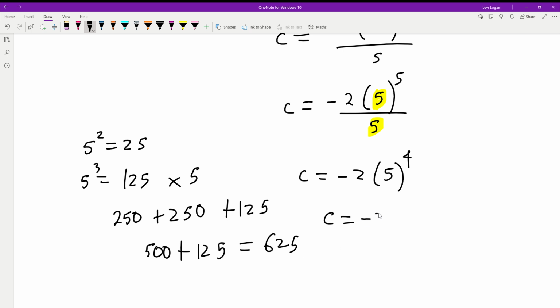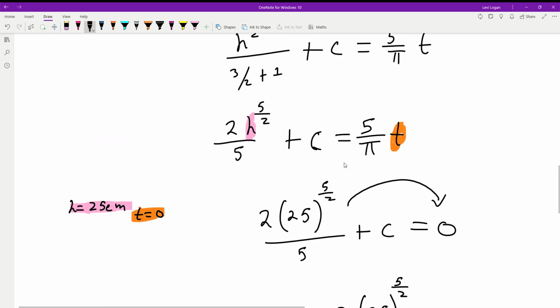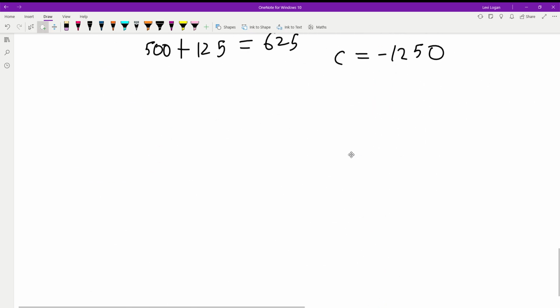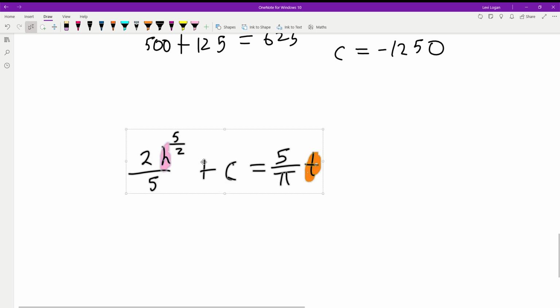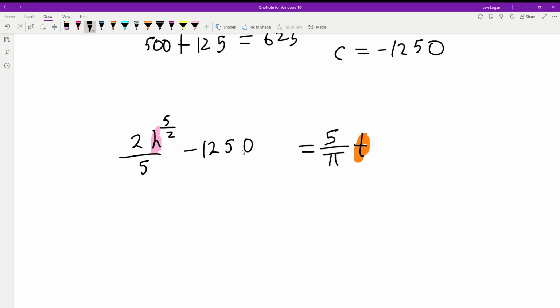So C would be -2 times by 625. So that's going to give you C equals -1250, if I do believe. Okay. Now we're going to chuck that in up here. So just copy our original function here and plug in the C. So we can just chuck that in there, move that to the side, and we have -1250. And then we got to work out when the tank is empty.